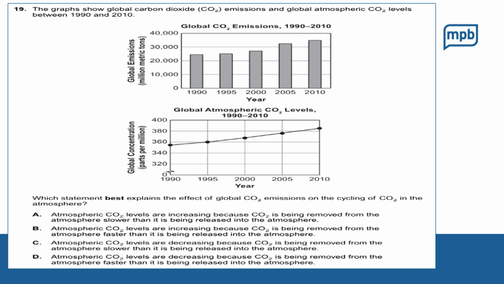Basically it's asking why we are seeing an increase. So we are adding carbon dioxide at a faster rate than it can be removed. We're adding more than we are taking away. So let's see if we can find something that fits that. So letter A, I think, is good here. It says atmospheric CO2 levels are increasing because CO2 is being removed from the atmosphere slower than it is being released into the atmosphere. Okay, great.